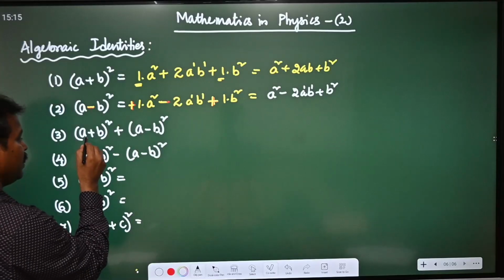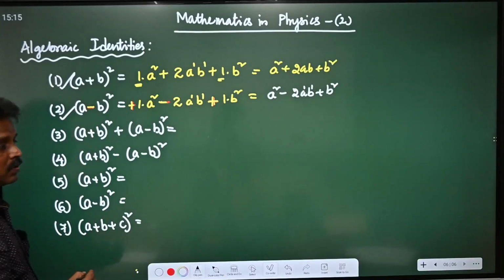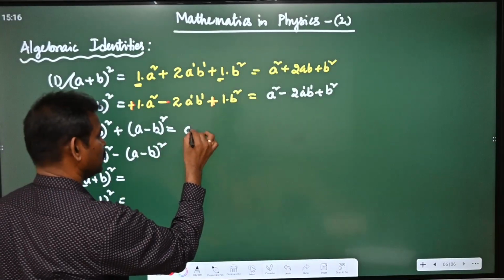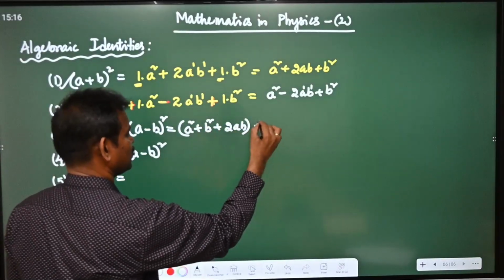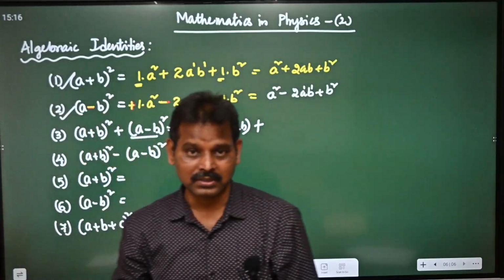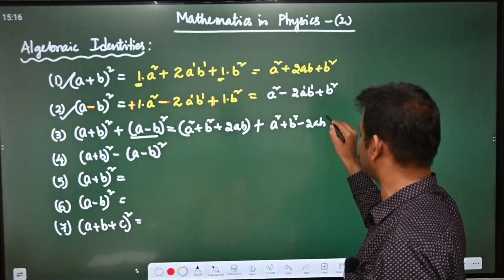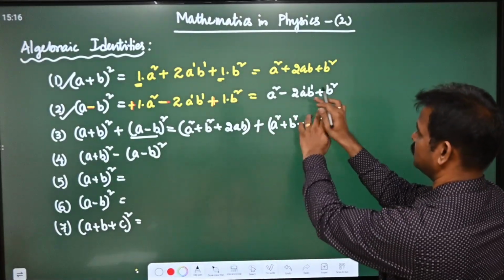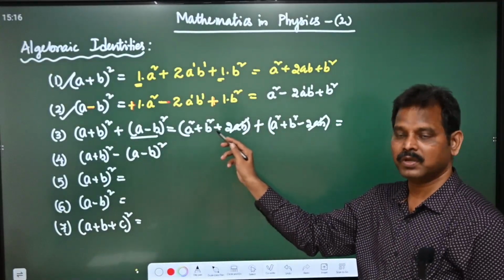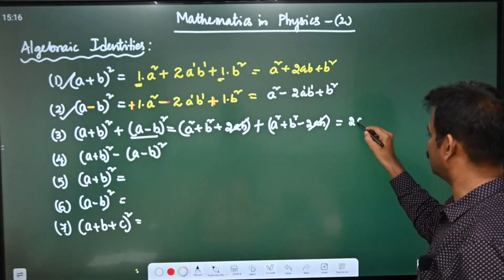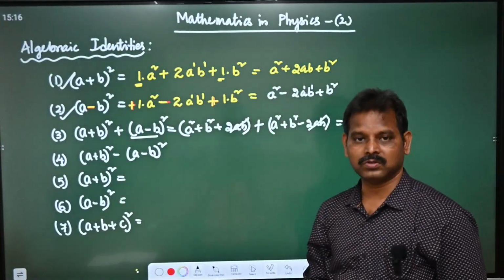Then the third one, a plus b whole square plus a minus b whole square. We know a plus b whole square, and we know a minus b whole square. So a plus b whole square can be written as a square plus b square plus 2ab. For this I am adding a minus b whole square, which can be written as a square plus b square minus 2ab. I am just changing these two terms. This plus 2ab and minus 2ab cancel. This is a square plus b square plus a square plus b square, which is 2a square plus 2b square. This is a plus b whole square plus a minus b whole square.